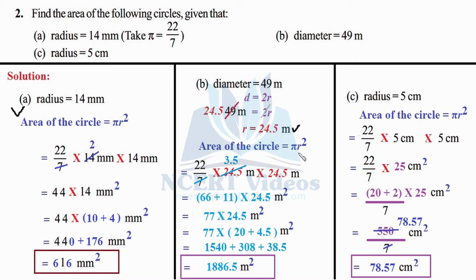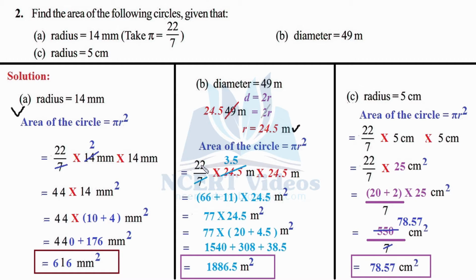Now area of circle. Now we are in a position to find the circle's area because now we have r. So pi has to be taken as 22/7. Radius is 24.5 meter into 24.5 meter. Now you can cancel it. 1 7 is 7 and 7 3s are 21. 3 is remainder, that is 35. 7 5s are 35 and the decimal also comes.